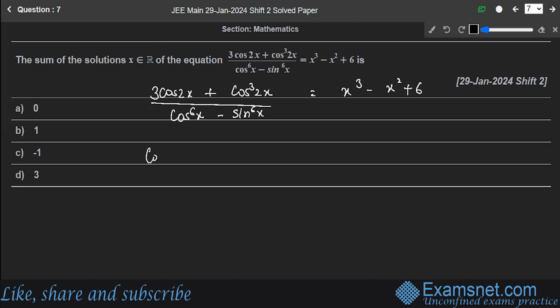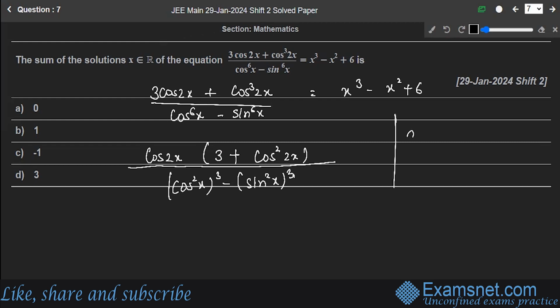One thing I'll do, I'll take cos 2x common from the numerator. This will be 3 cos square 2x, and I'll write on the denominator as cos square x cube minus sine square x cube. You know the formula for a cube minus b cube? That is equal to a minus b into a square plus b square plus ab.